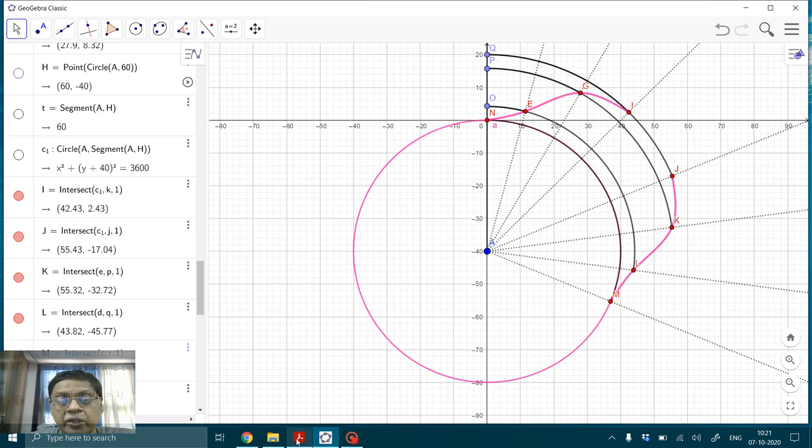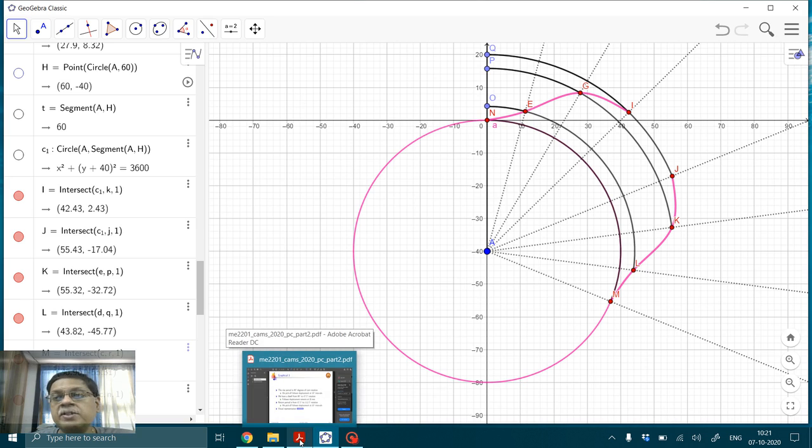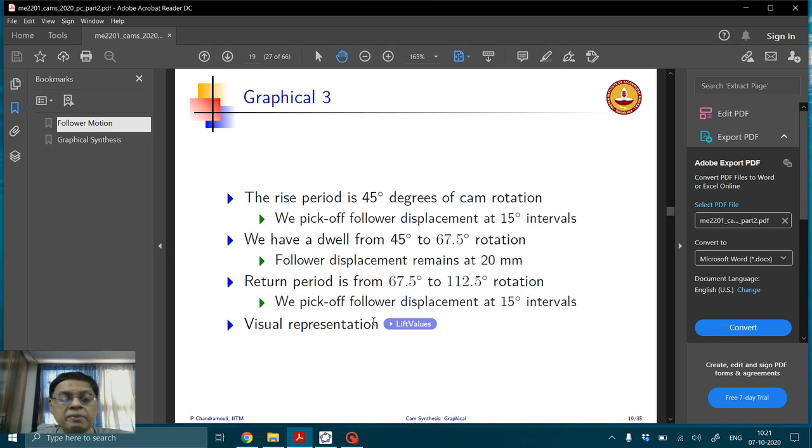Let me quickly go back and then summarize this construction process. I hope you've understood this construction process. Let's go back and summarize this here.